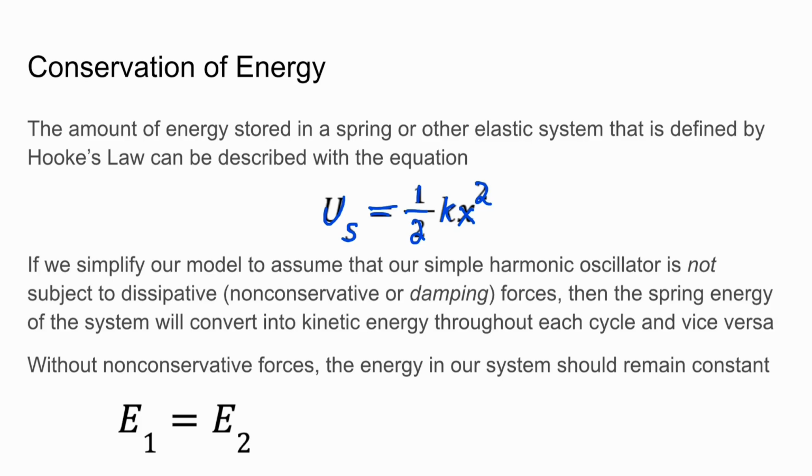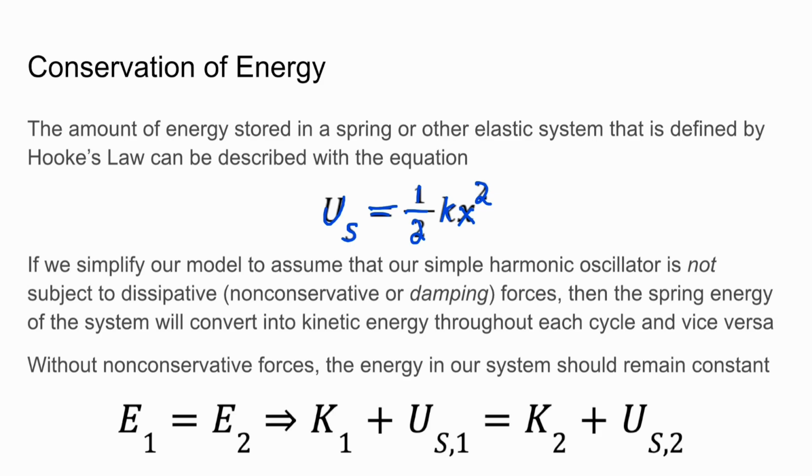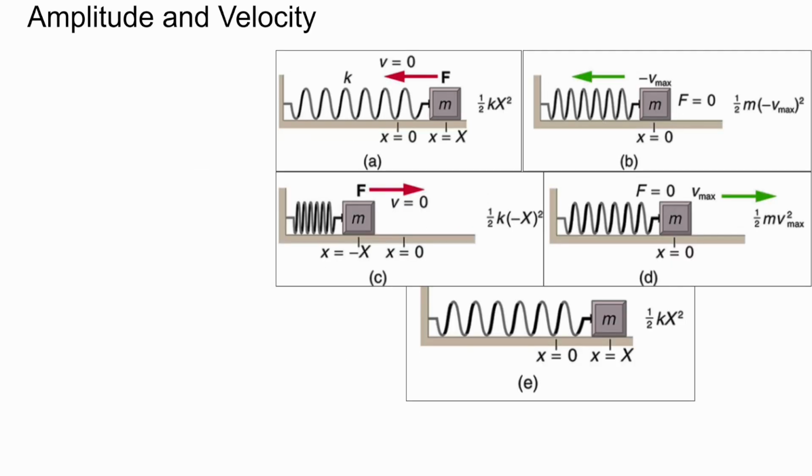Or if we break that up into our different forms of energy, then our kinetic energy at point one plus our spring potential energy at point one should equal the sum of our kinetic and spring potential energies at point two. Because of this, we should be able to figure out a few things at the special points: the points of maximum displacement and our point of equilibrium within our spring's travel.